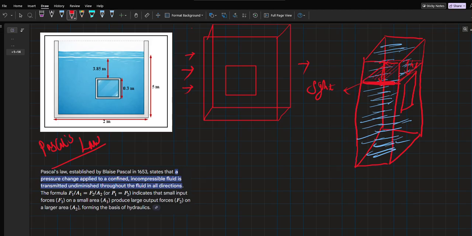I hope you understand. Like this is a slice at this height. So if you move anywhere in the tank at the same height, you're going to feel the exact same pressure, which is rho g h t, and also it will be applied towards the walls, right?